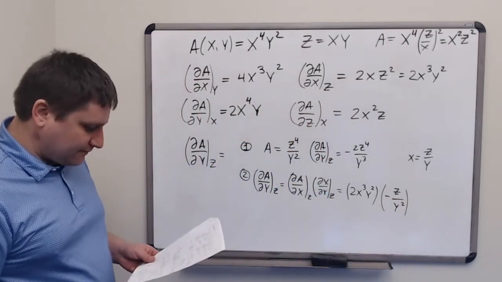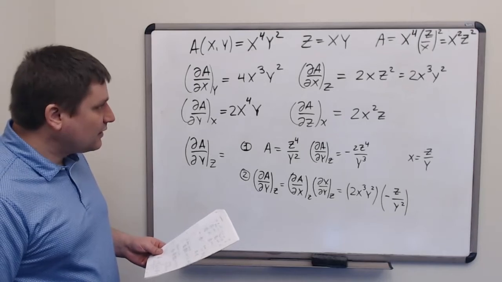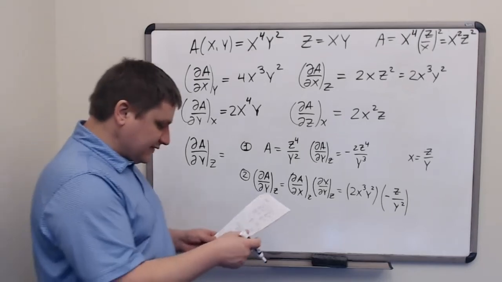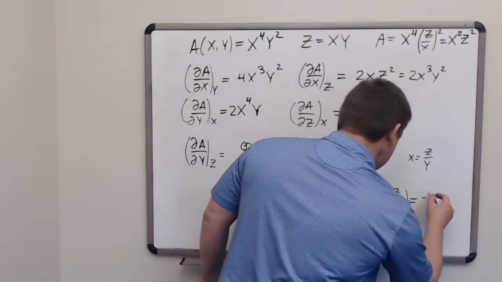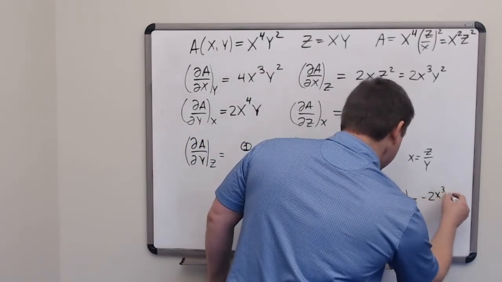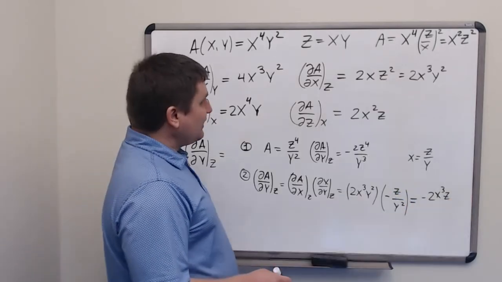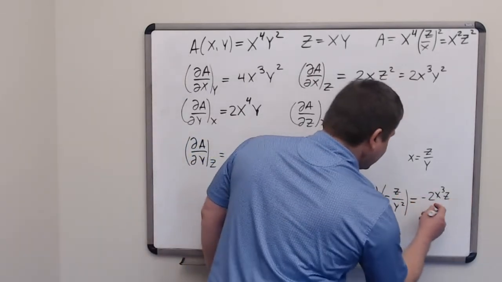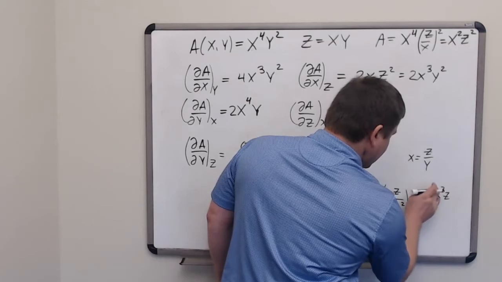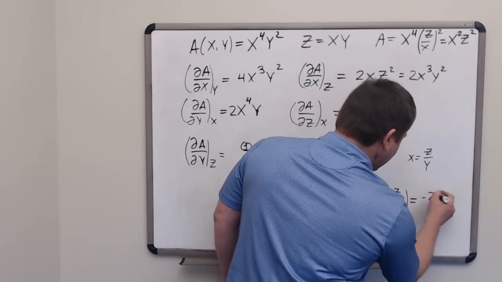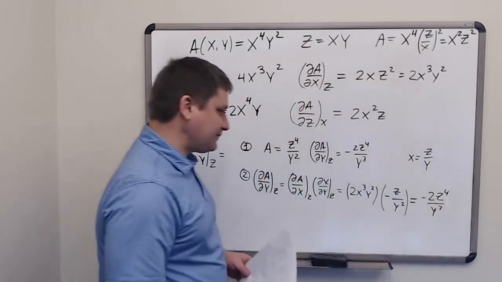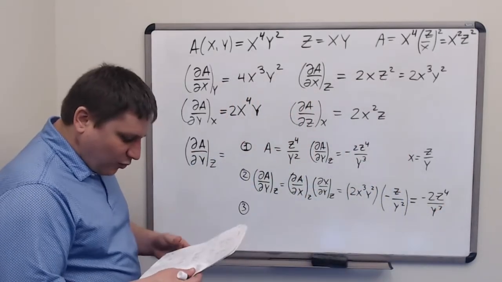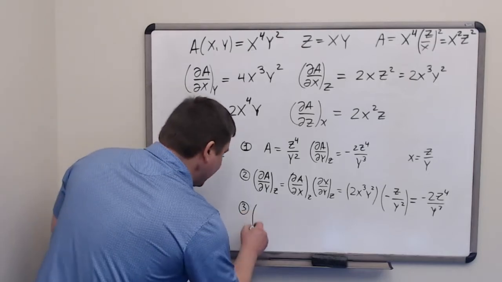Okay, so if we multiply these together, we get negative 2 x cubed z. And if we plug in for x as z over y, then we get z to the fourth over y cubed. So we get the same thing there. We're going to do this in one more way using the change of variable rule.